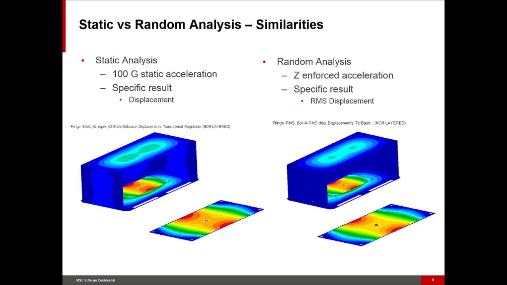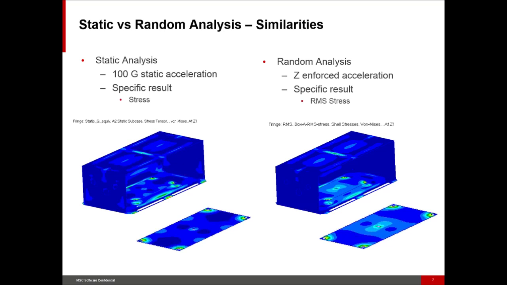So if we take a look between static analysis and random analysis, and I apply a 100G load, we can see that the displacements between these two models are very, very similar. Wherever we have something that's relatively thin, not well supported, we're going to see higher displacement. There's really no difference in that. But some of the locations will start to change. For instance, the top of our little electronics box, same exact model, but we're seeing a little bit different displacement there. We hop over and take a look at stresses.